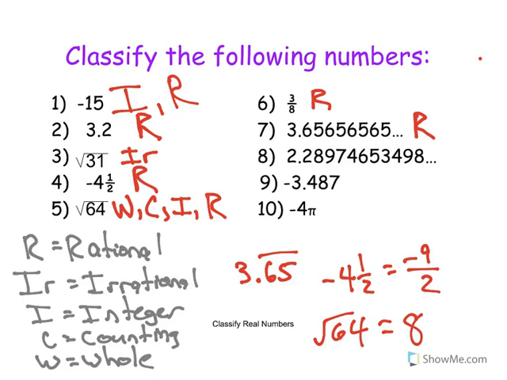Let's look at number 8. That's that big mess of a decimal, right? There's no pattern, there's no repetition, it's never going to repeat. If it never repeats, I can never establish place value. That's an irrational number.